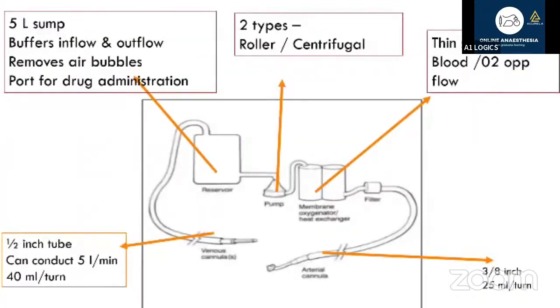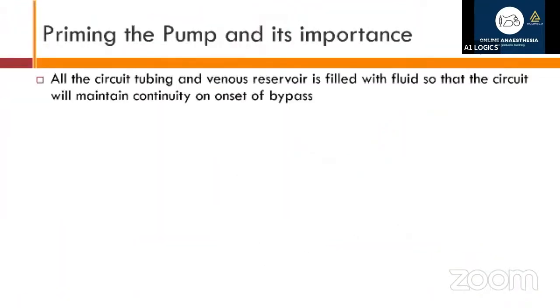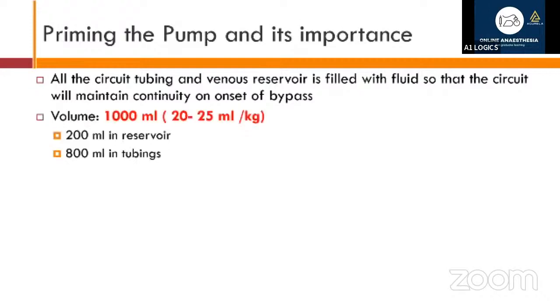So now you can see that the whole pump is a continuous circuit, and there is a lot of air in it. Before starting the pump, you should do something called priming the pump. So what is priming? All the circuit tubing and the venous reservoir is filled with fluid, whatever it may be, blood or crystalloid, so that it will maintain continuity at the onset of bypass. When you draw in blood and start pushing in, the air should not go in. So first the prime solution will go in. That is the function of a prime. The prime volume is 20 to 25 ml per kg, and 200 ml to 300 ml is kept in the reservoir, and 800 ml is in the tubings, that is the venous and the aortic cannulae.